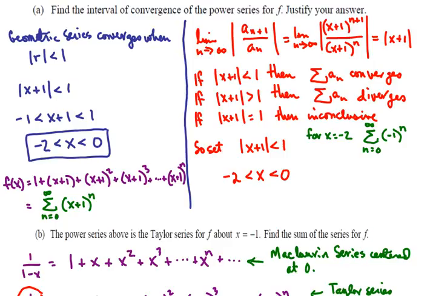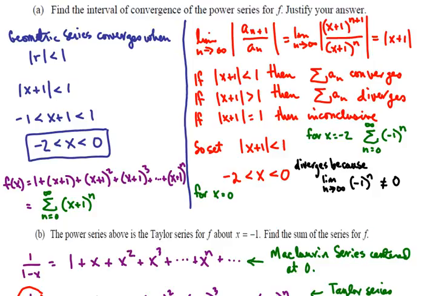And because that sequence does not approach 0, the limit as n approaches infinity of the nth term, which is -1 to the nth power, does not equal 0. So the limit as n approaches infinity of the nth term does not equal 0. And so therefore the series diverges at x equals -2, and -2 is not included in the interval of convergence.